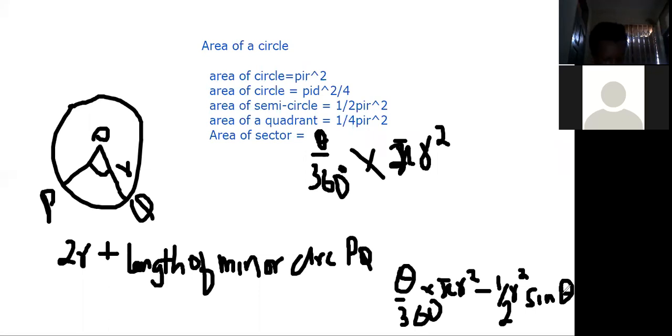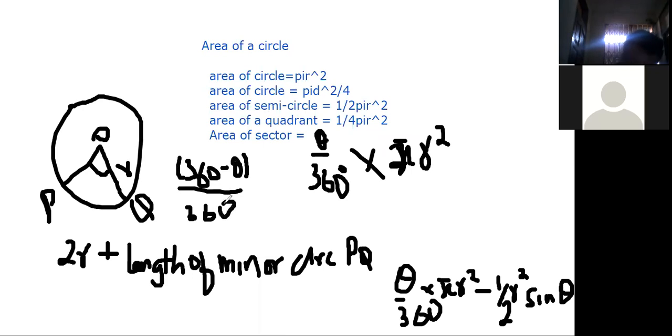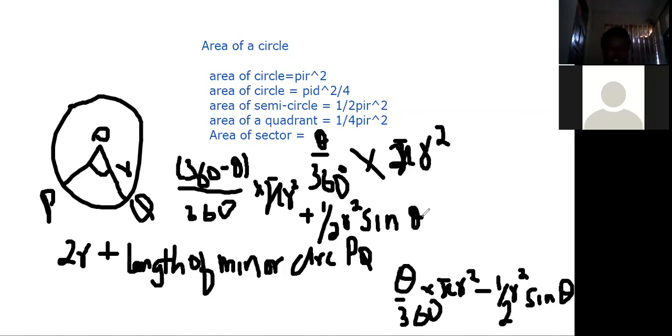Now, the area of a major segment is given by 360 minus theta, all over 360 degrees, times pi r squared plus half r squared sine theta.